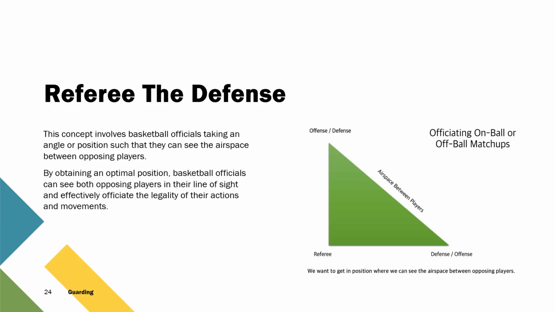This concept involves basketball officials taking an angle or position such that they can see the airspace between opposing players. By obtaining an optimal position, basketball officials can see both opposing players in their line of sight and effectively officiate the legality of their actions and movements.